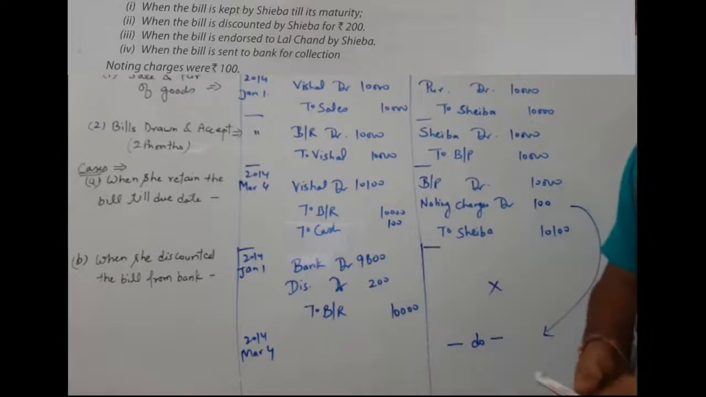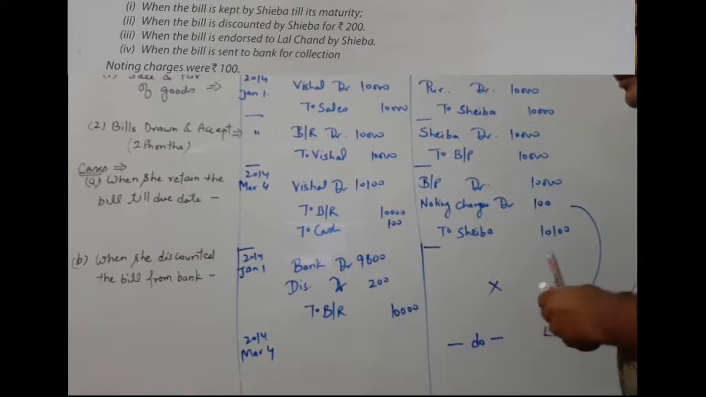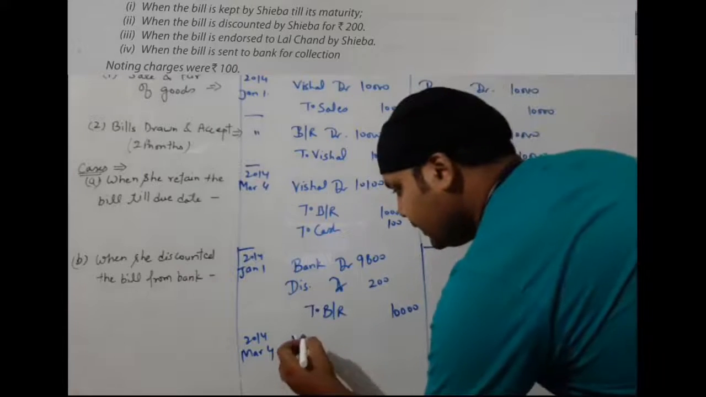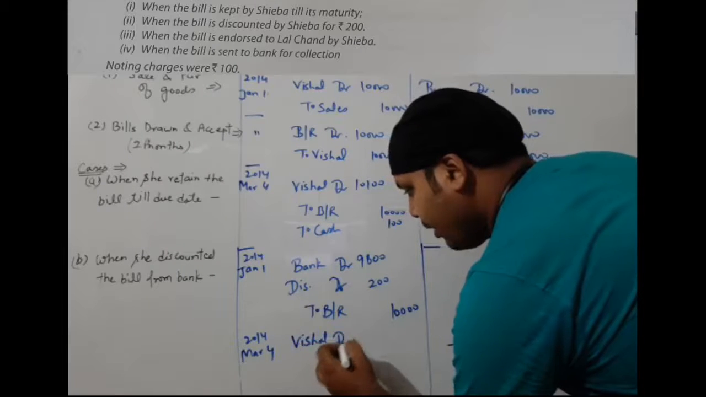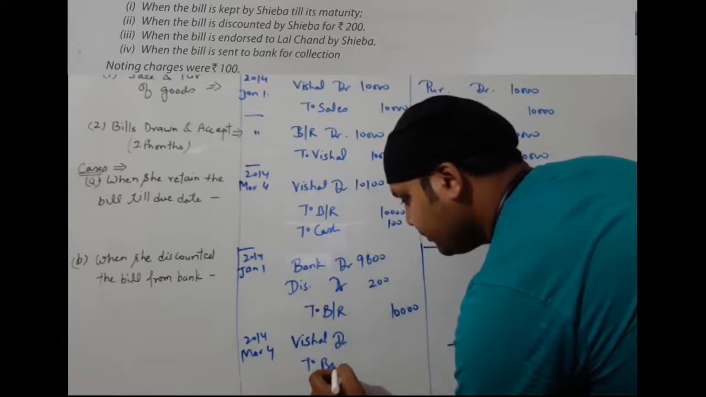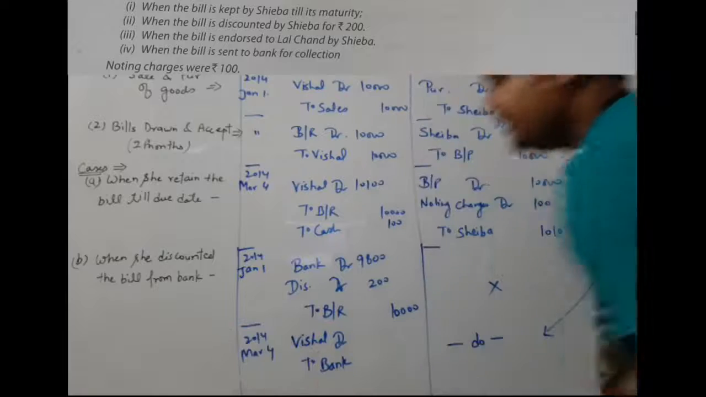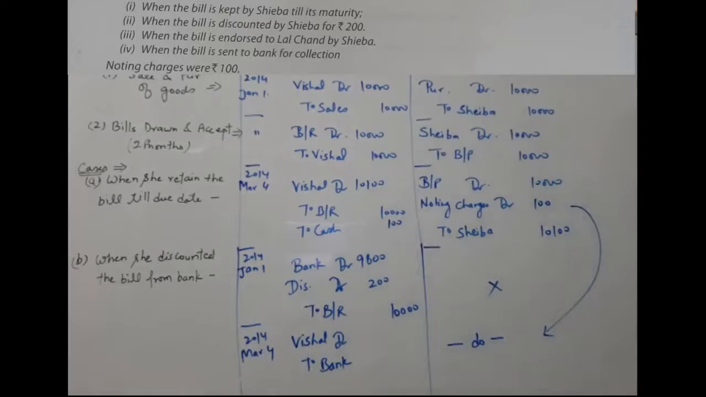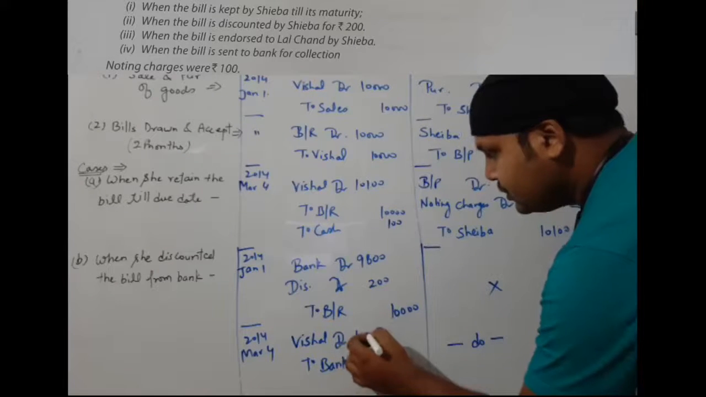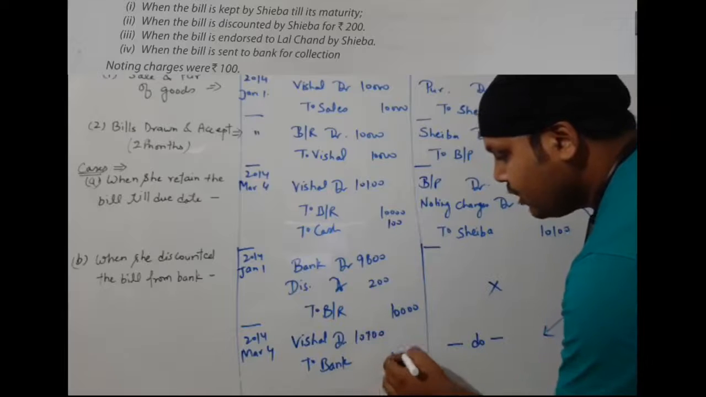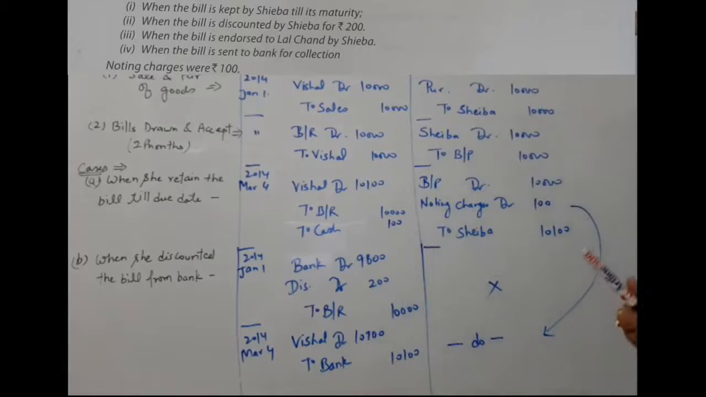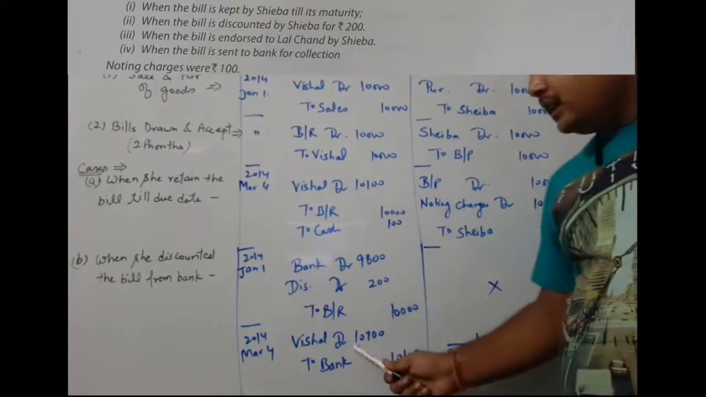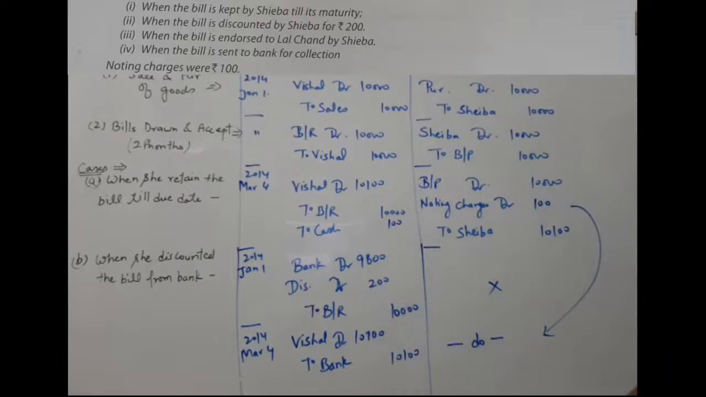Now the bill is dishonored, so what entry will be passed? So the entry will be Vishal account debit to bank. So the entry will be Vishal account debit to bank. And what is the amount? That is 10,100. How 10,100? 10,000 amount for the bill and 100 for the noting charges.